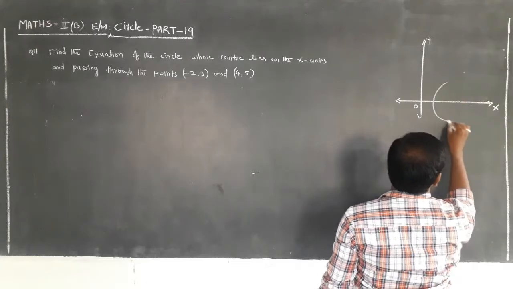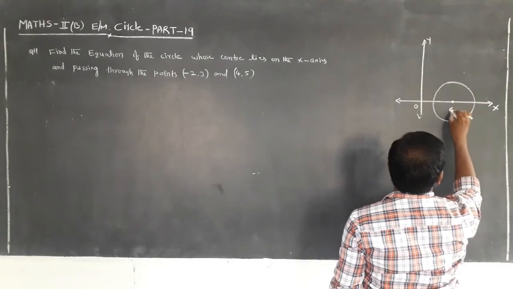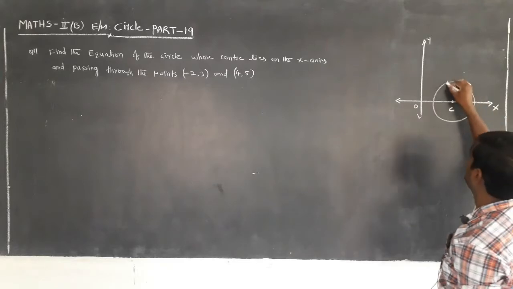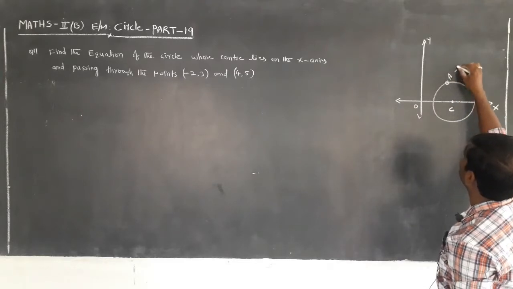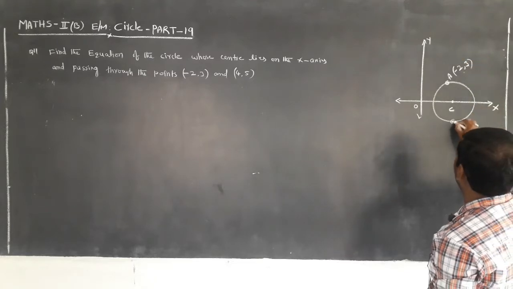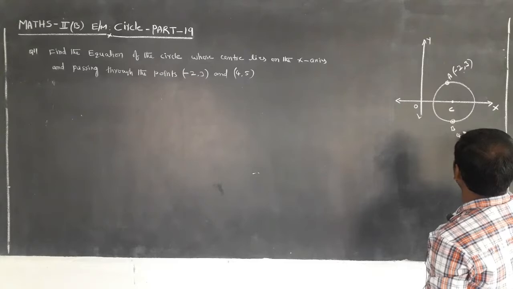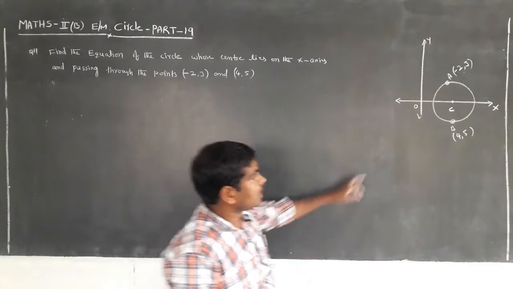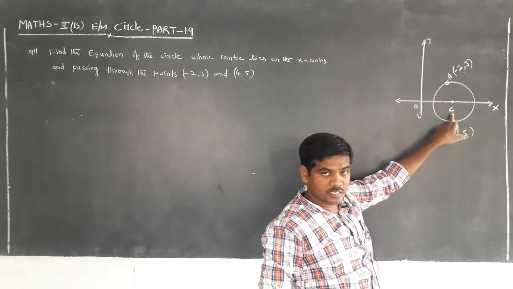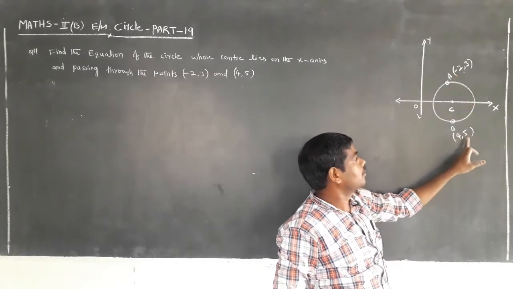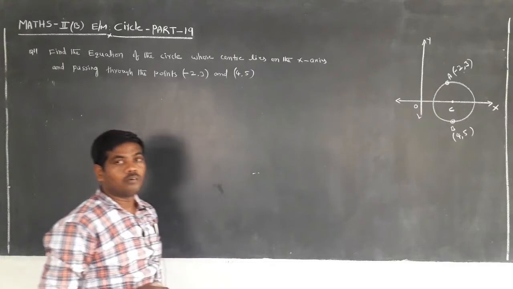Find the equation of the circle. Center lies on the x-axis and passing through the points A (-2, 3) and B (4, 5).